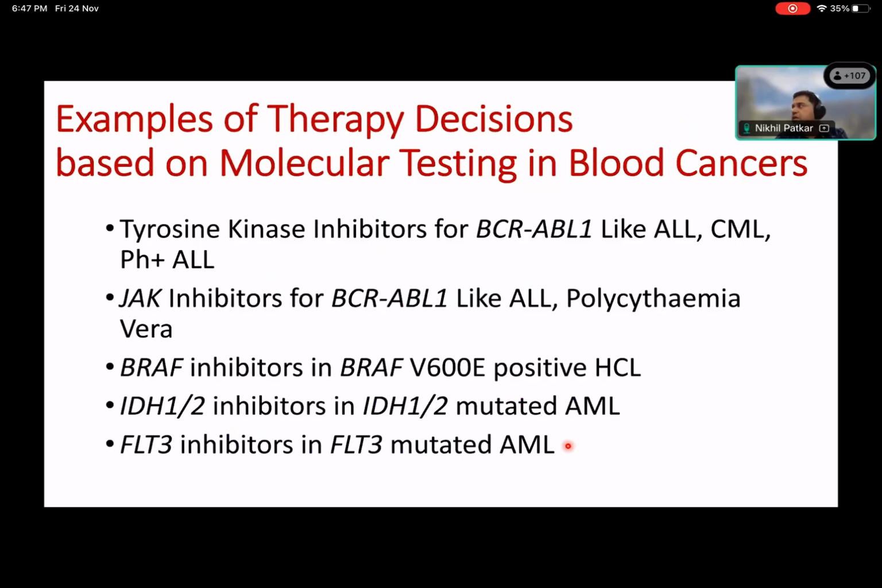So examples of therapy decisions based on molecular testing in blood cancers are tyrosine kinase inhibitors for BCR-ABL like ALL, CML, Ph positive ALL, JAK inhibitors for BCR-ABL1 like ALL, polycythemia vera, BRAF inhibitors for hairy cell leukemia, IDH inhibitors for IDH mutated AML, and FLT3 inhibitors for FLT3 mutated AML.